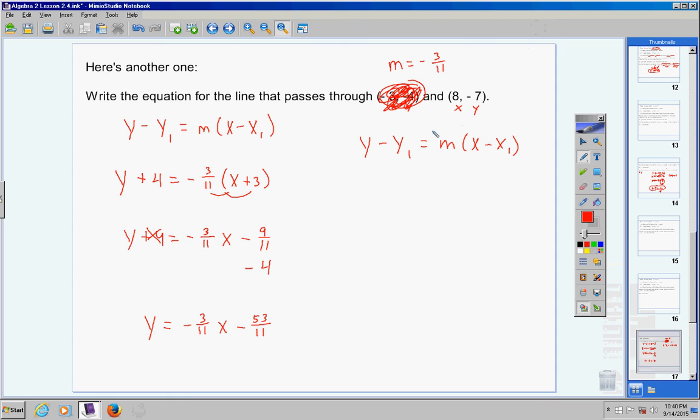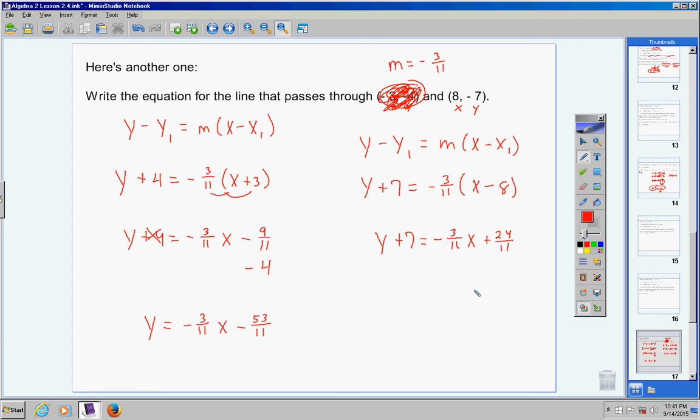And so students, here we go. Y minus, now your y value is negative 7, so y minus a negative 7 would be a positive 7. So y plus 7 equals, for m we're going to put negative 3/11, and then x minus 8, or x negative 8. Now let's get y by itself. Y plus 7 equals negative 3/11 times x is negative 3/11x. Negative times a negative is positive. 3/11 times 8 is 24 over 11.